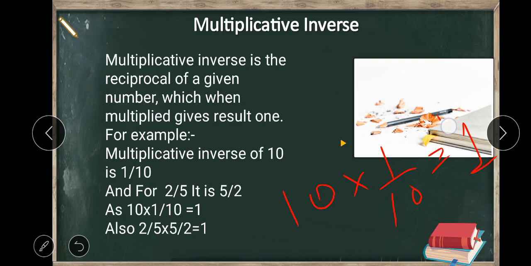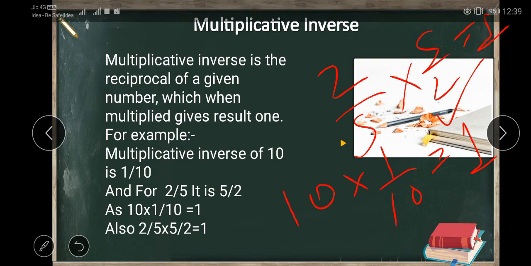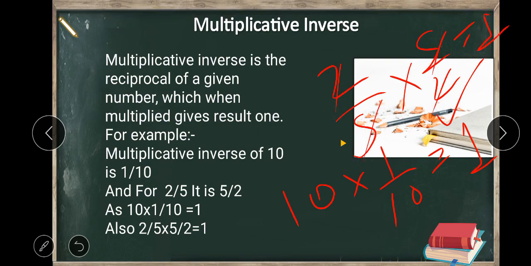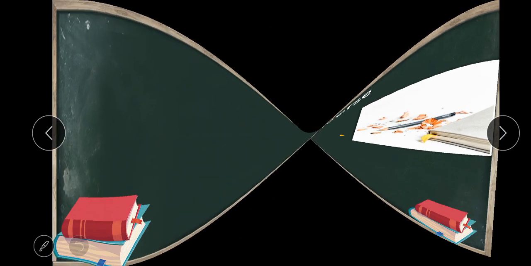Because our motto is to get 1 as the result. And in the same manner, when 2 by 5 is multiplied by 5 by 2, we get the result 1, because 5 is cancelled by 5, 2 is cancelled by 2. Hence, the multiplicative inverse is the number that gives us 1, or just the reciprocal of the number.